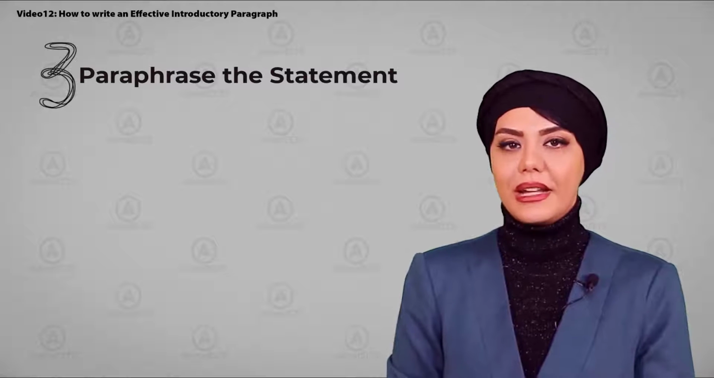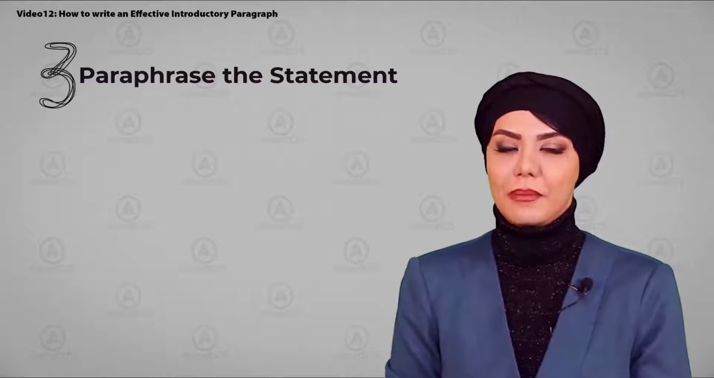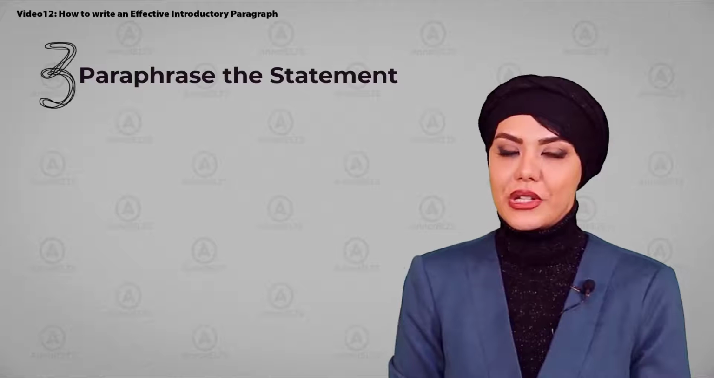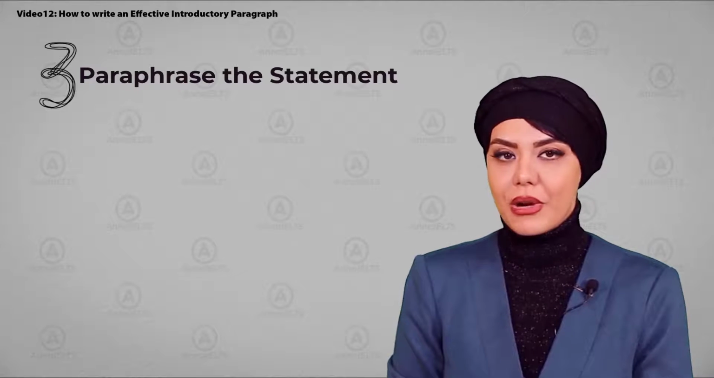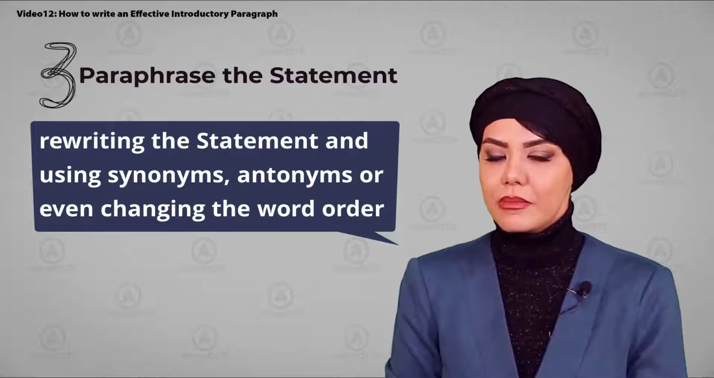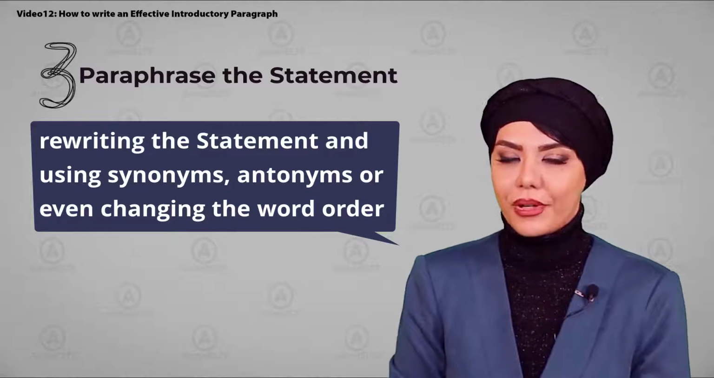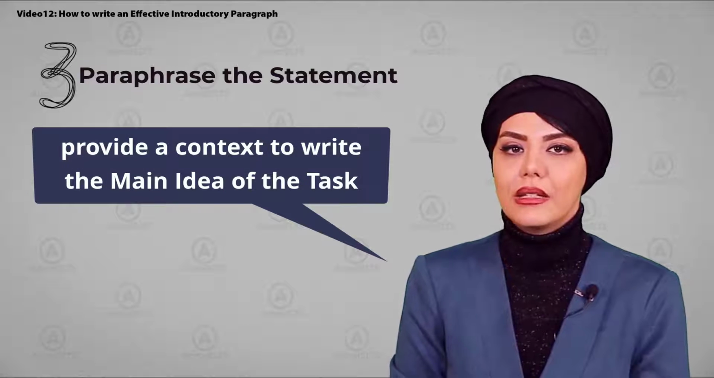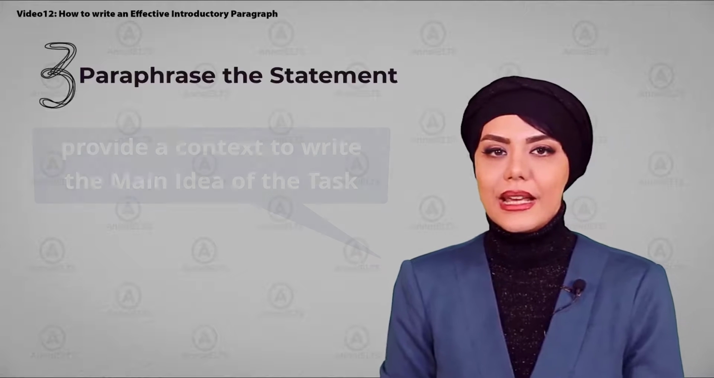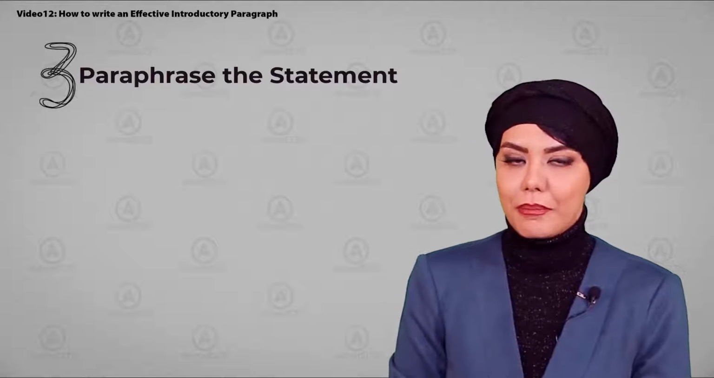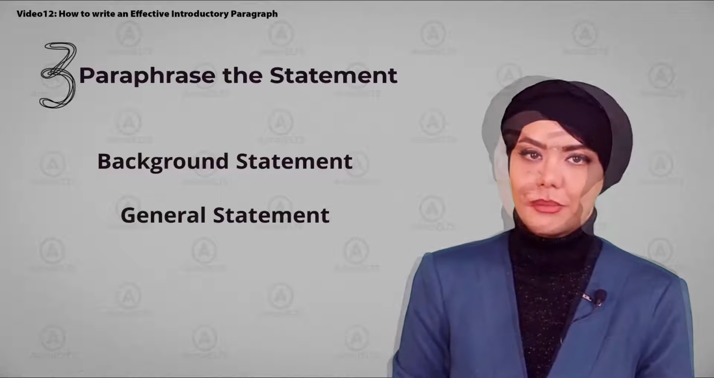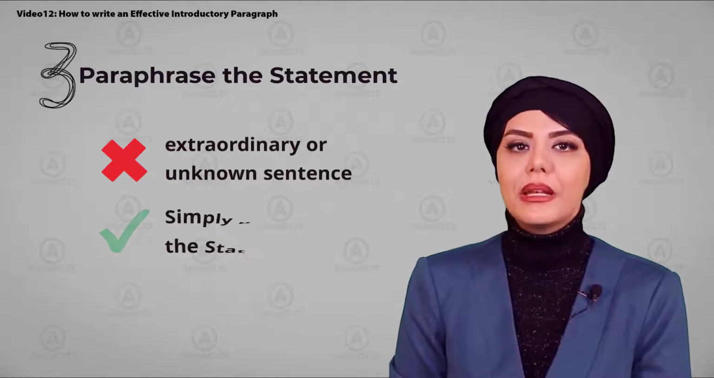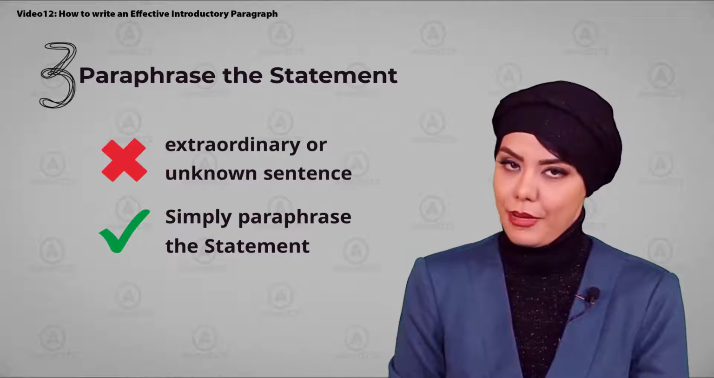The third step in writing an introduction is paraphrase the statement. This is actually the place where the first sentence of the introduction is written. Paraphrasing means rewriting the statement and using synonyms, antonyms, or even changing the word order. The purpose of paraphrasing is to provide a context to write the main idea of the task. This stage has been given several names, for example, background statement or general statement. Do not try to write an extraordinary sentence or unknown sentence. Simply paraphrase the statement. This is the best approach.